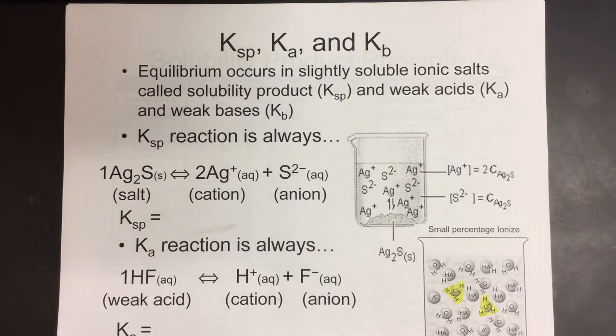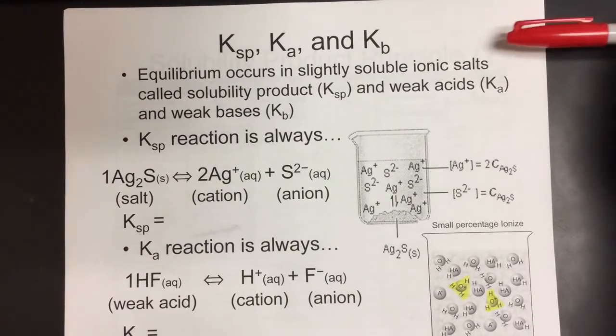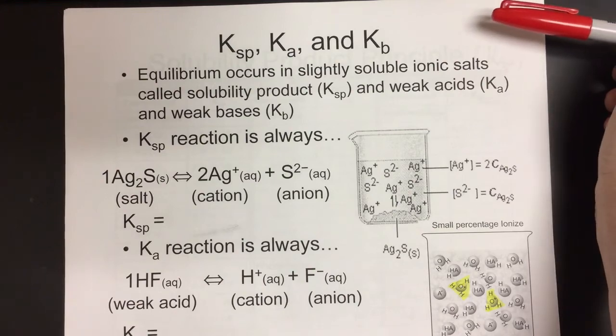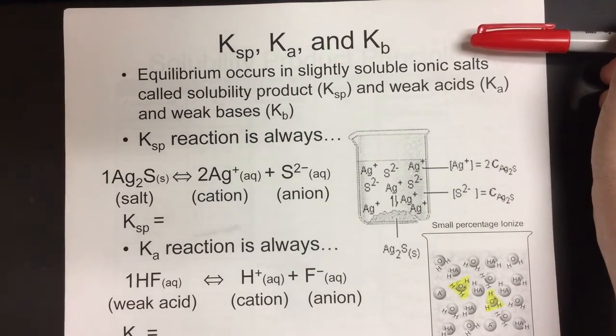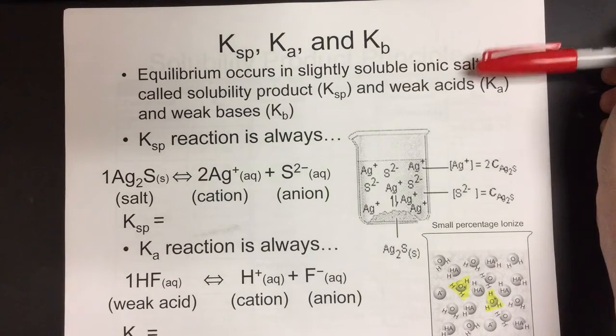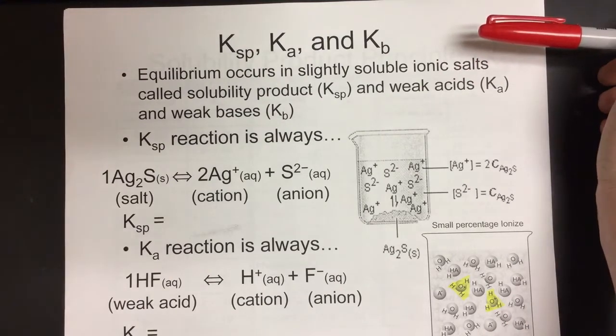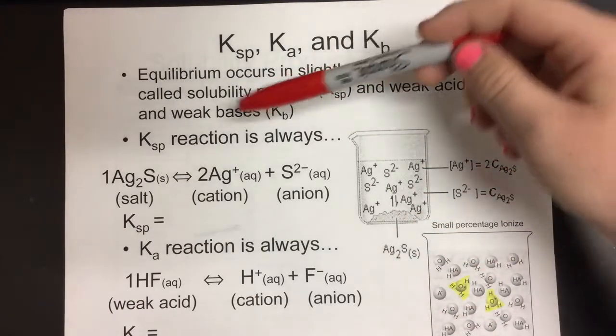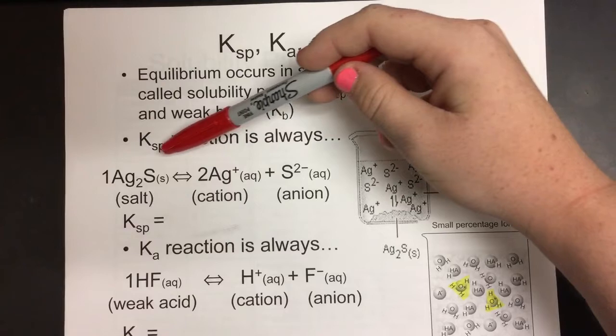So KSP, Ka, and Kb are all used to measure the concentration of ions from a slightly soluble solution during equilibrium. KSP, also known as the solubility product, measures the solubility of a slightly soluble ionic salt. Ka measures the solubility or ionization of a weak acid, and Kb does that for a base. And so in this first reaction here, we have a KSP.